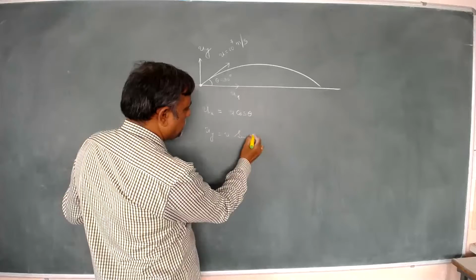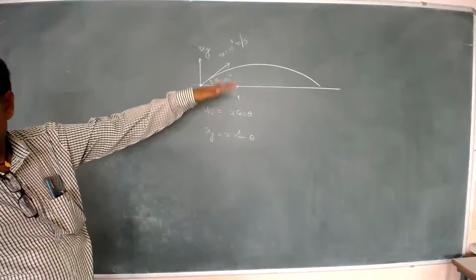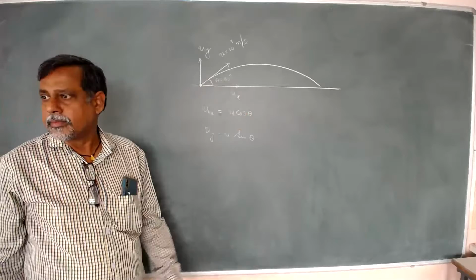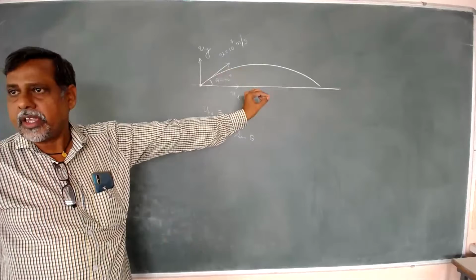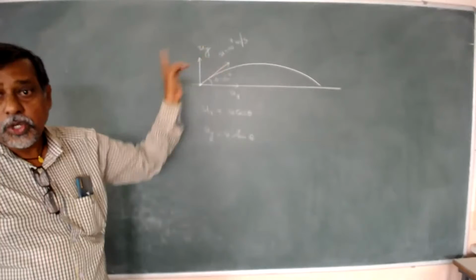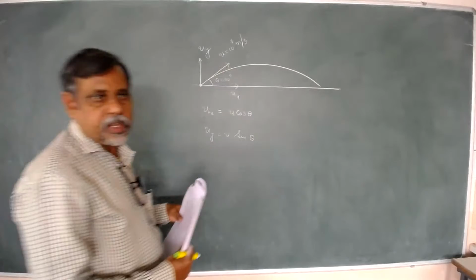Along the x direction, the velocity remains constant because no force is acting. The particle experiences only the gravitational force, in the downward direction. So the change in velocity will be only in the vertical component. Vx remains constant, Vy will be variable.